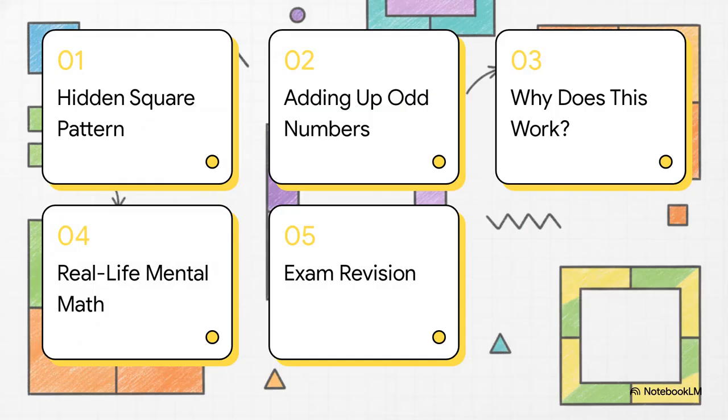Here is our roadmap for today. First, we'll uncover the hidden square pattern. Then, we'll look at adding up odd numbers. After that, we'll figure out why this works. Next, we'll put it into practice with some real-life mental math. And finally, we'll wrap up with a quick revision and exam prep.